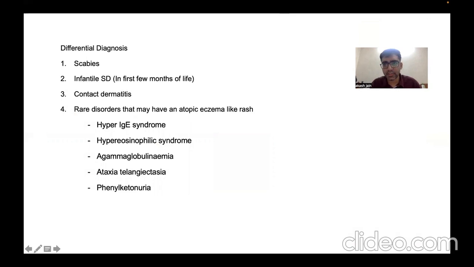So what is the differential diagnosis of atopic dermatitis? First is scabies. Second is infantile seborrheic dermatitis in first few months of life. Third is contact dermatitis. And other rare disorders which may have an atopic eczema like rash include hyper IgE syndrome, hypereosinophilic syndrome, agammaglobulinemia, ataxia telangiectasia, and phenylketonuria.